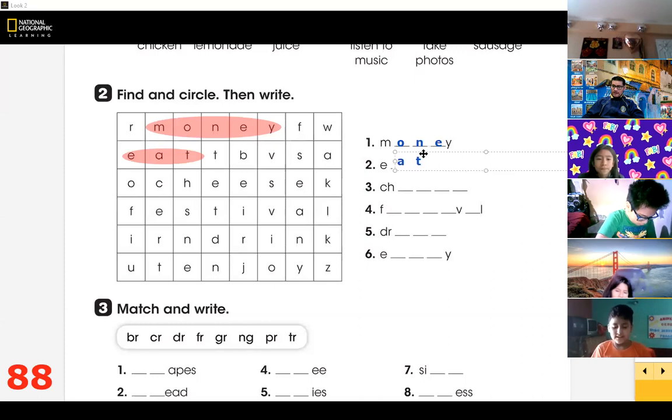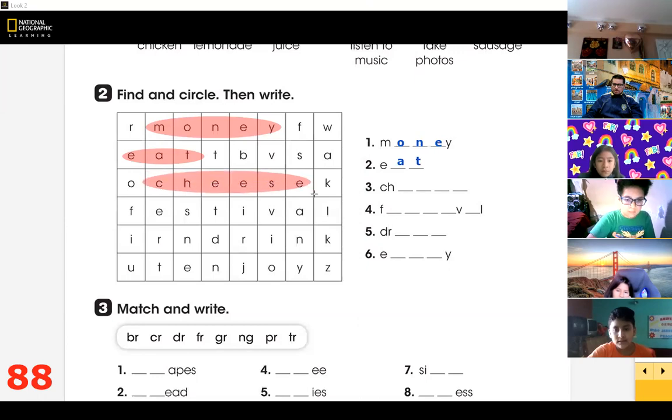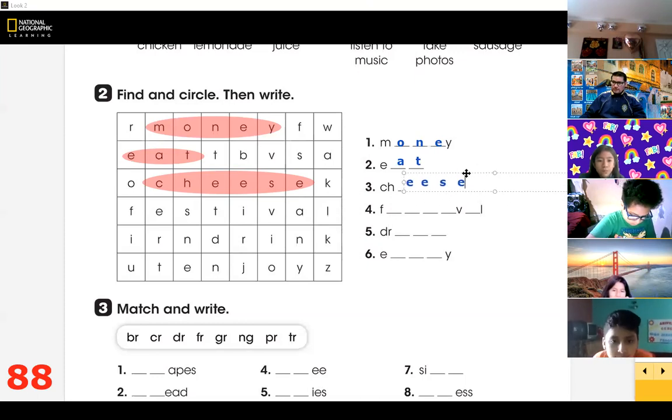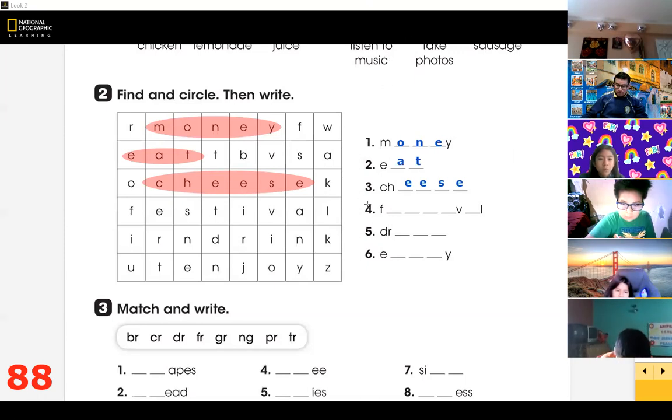Okay, now what about number three? Cheese. Oh, that's right. No, cheese trees. Okay. Cheese. And you have to write here, no? Cheese. There it is. This is the answer here. La cuatro es festival. Festival. Oh, number four. Festival. Yeah. Very good. Number four is festival. That's right. I'm going to write here the answer.